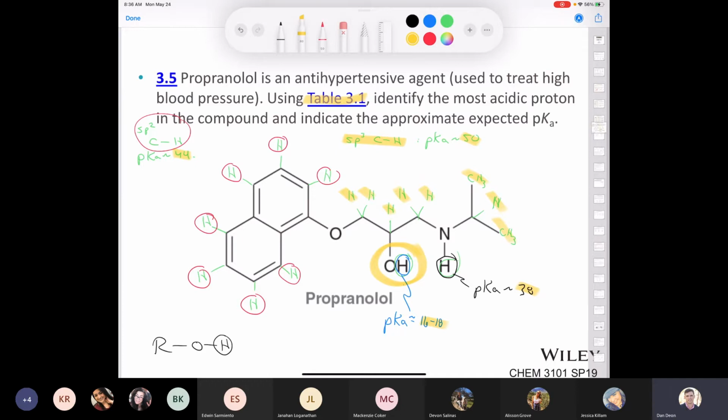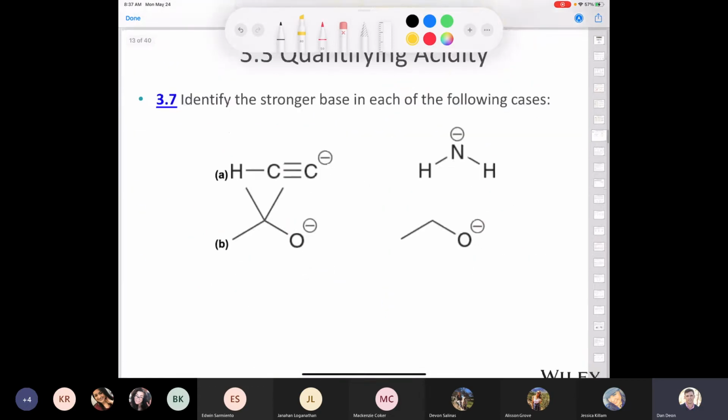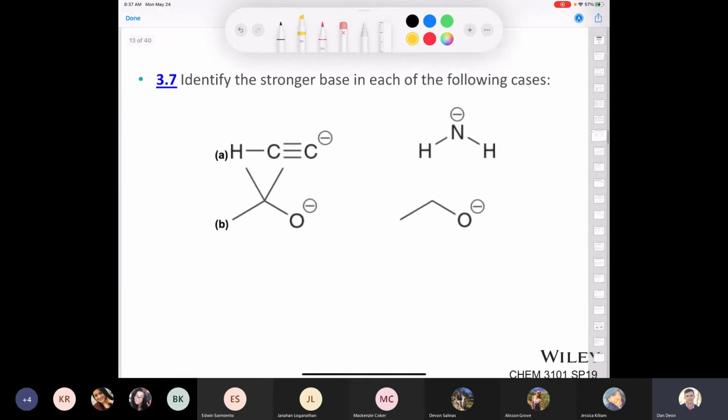Anyhow, there we go. We were able to look at a pretty complicated molecule. Propranolol is not a simple molecule, not at all. It's got aromatic rings, an ether, an alcohol, and an amine, four different functional groups, and by using that one table, we were still able to evaluate the most acidic proton in the molecule. Kind of cool. Let's take a look at this problem here.